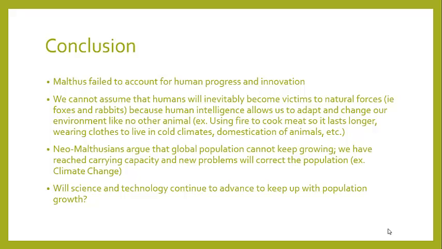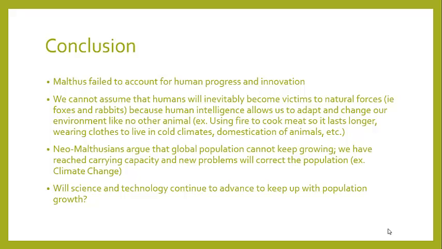And this is something not only that started in the 1800s, we've been doing this for thousands of years. So for example, early humans using fire to cook meat so that it lasted longer. Humans wearing clothes so that they could live in colder climates, domesticating animals to use for food or to do work. These are all examples of humans, again, adapting to their environment, changing their environment, doing things that no other animals do. We've been approaching problems and solving them for a long, long time, and Malthus did not take this into account when proposing his theory.